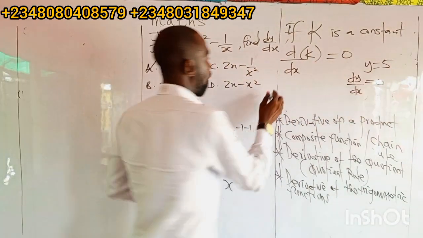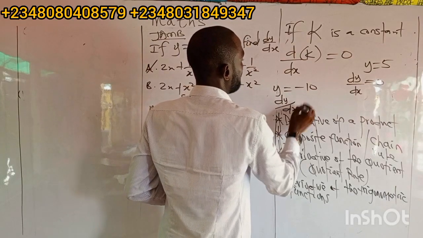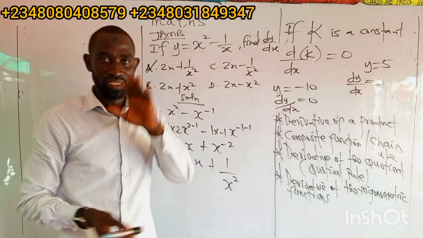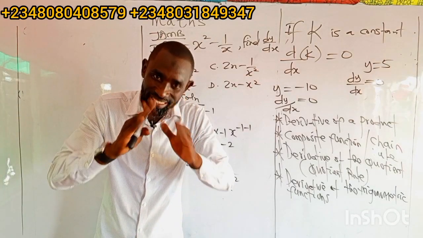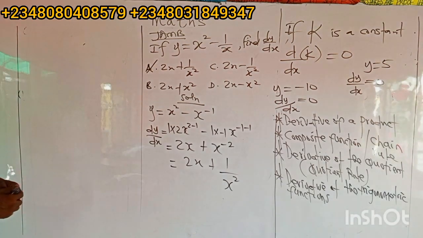Another example. y equals minus 10. What is dy/dx? Minus 10 is a constant, so our answer equals 0. Remember, when you find the derivative of a constant, our answer will equal 0. So let's go to my examples here.